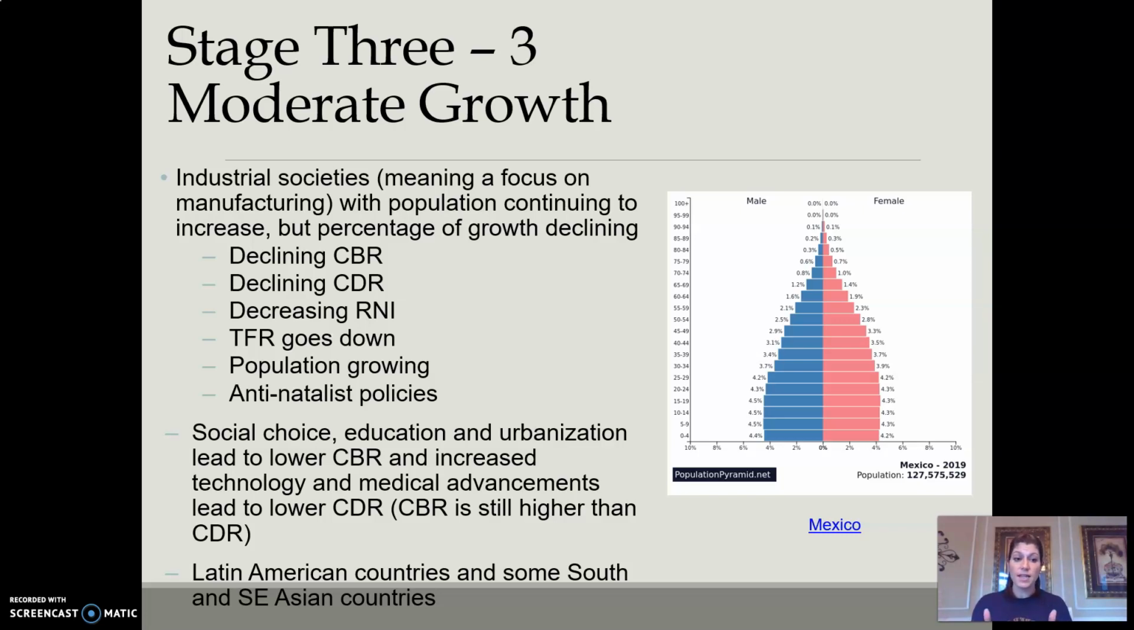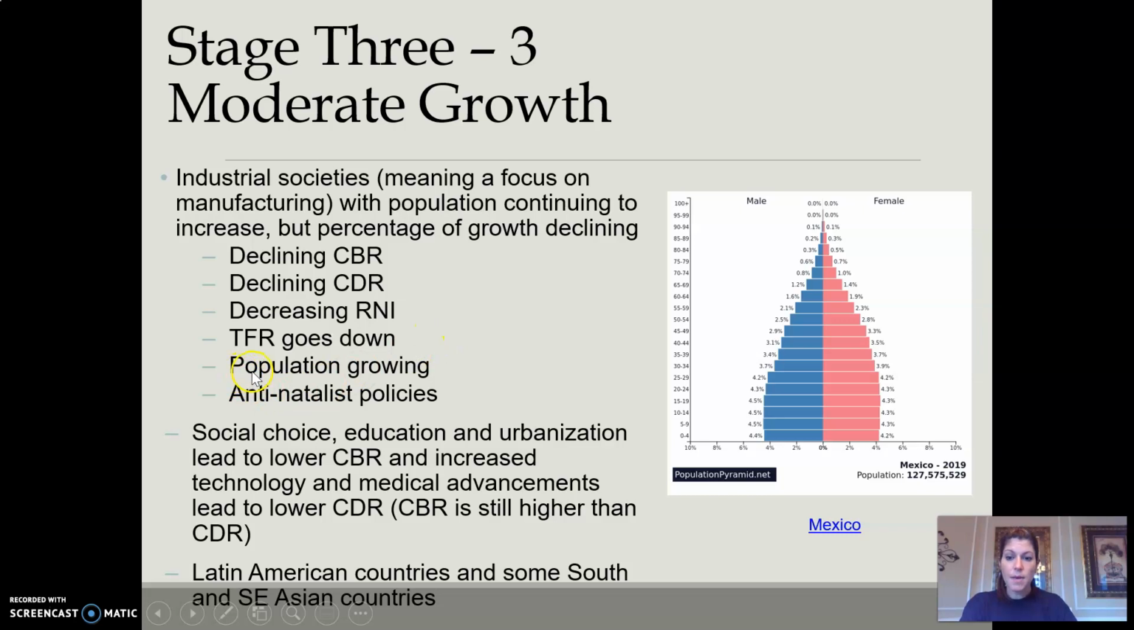So they're going to our secondary sector. All right. Population will continue to increase. All right. But the growth will start to decline. And the reason for this, birth rates will start to drop. Our death rates will continue to decline, and our rate of natural increase will continue to drop.